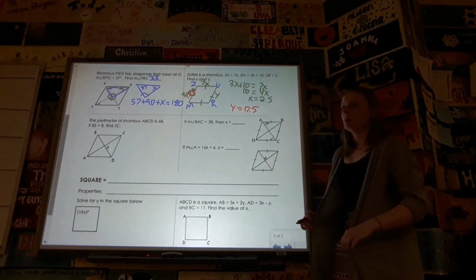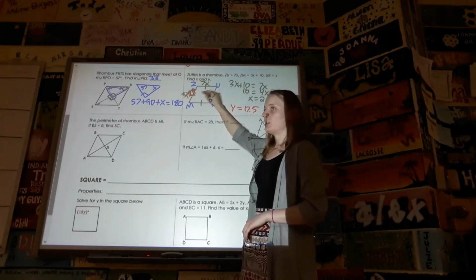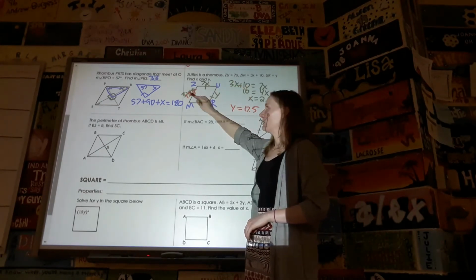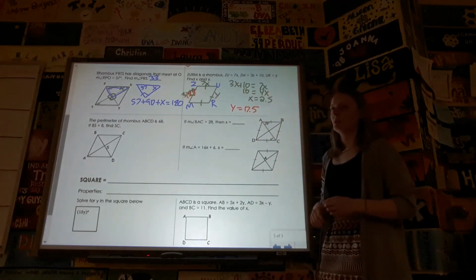How'd you get the 2.5? I wasn't paying attention. The sides are equal, right? Not just the opposite ones, all of them are equal in a rhombus. So I said that the 3x plus 10 is equal to 7x, and I just solved it.